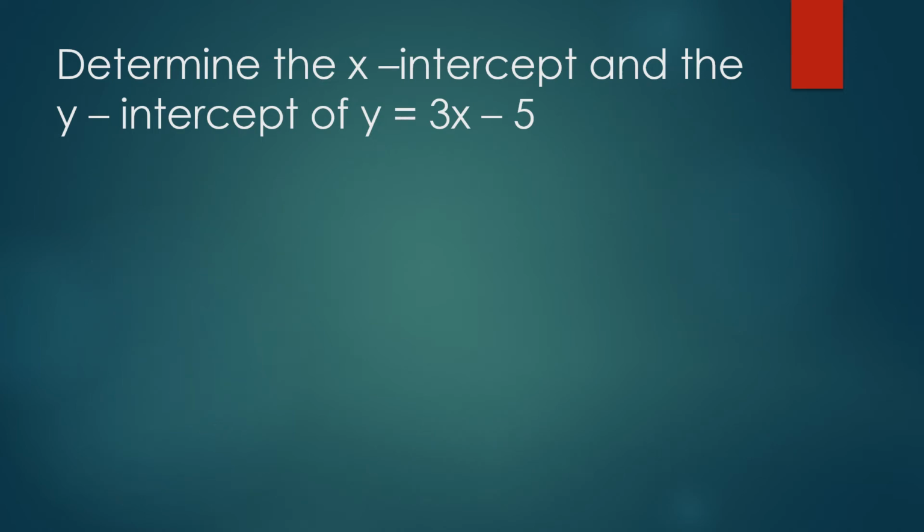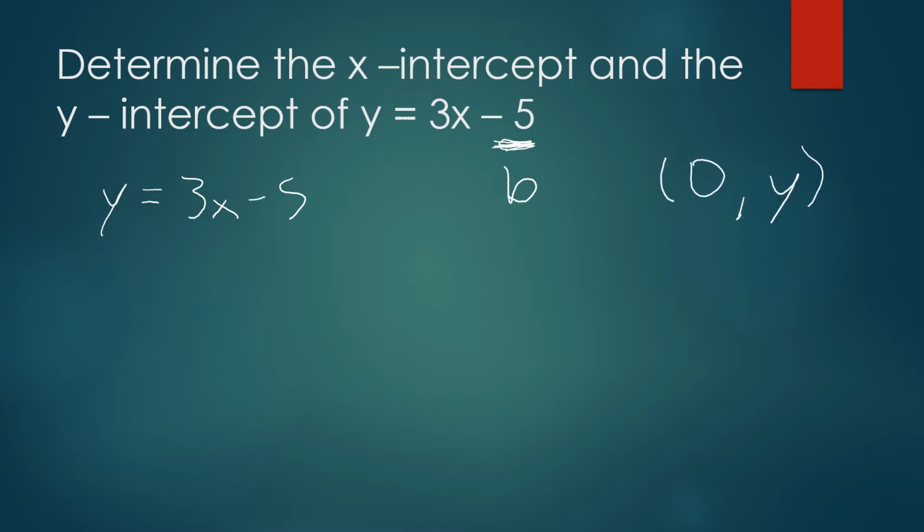Now we're going to find the y-intercept. Again, you should know just by looking at it that it is negative 5, since that's our b. But if you want to do it by hand, we have y equals 3x minus 5. The y-intercept is always written as 0 comma y, where x is 0. So this time we're going to substitute the 0 into the x.